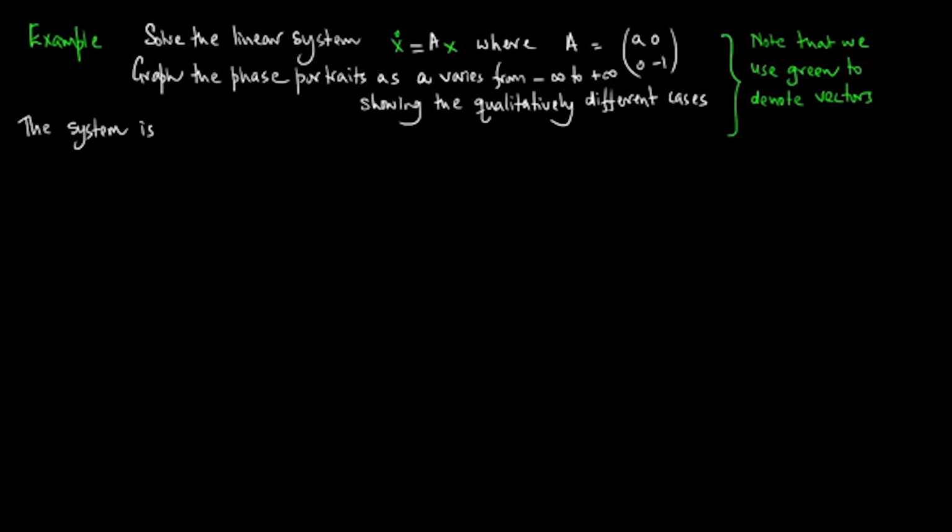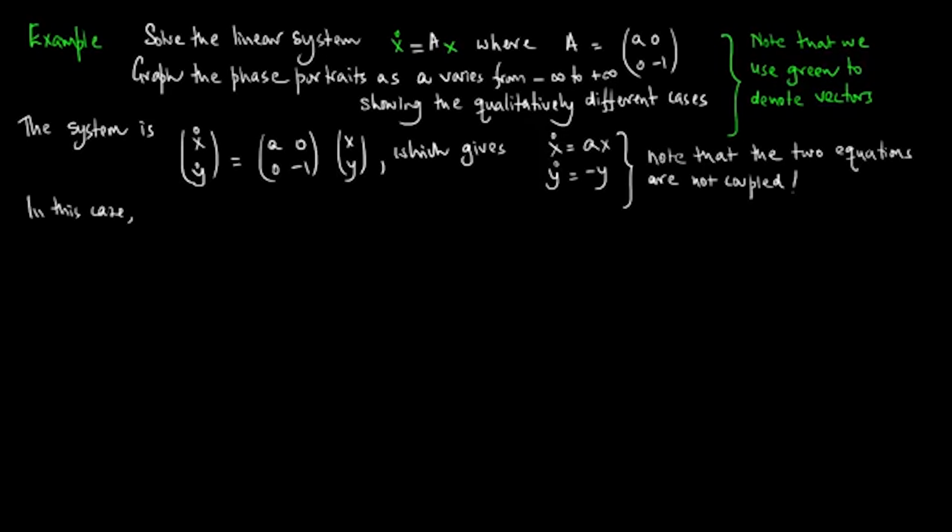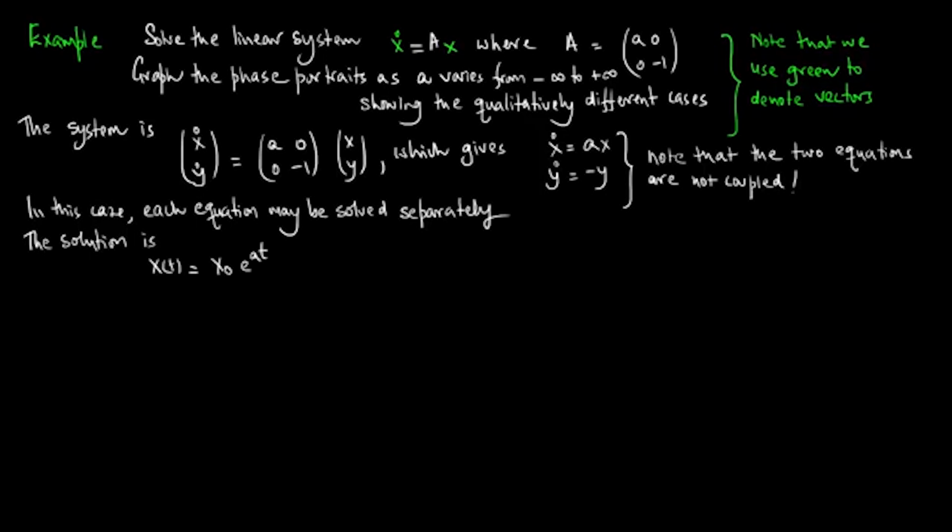The system is x dot, y dot is equal to [a, 0; 0, -1] times x, y, which gives x dot is equal to ax and y dot is equal to minus y. Note that the two equations are not coupled. In this case, each equation can actually be solved separately. The solution is x of t is equal to x naught e to the at, and y of t is equal to y naught e to the minus t.